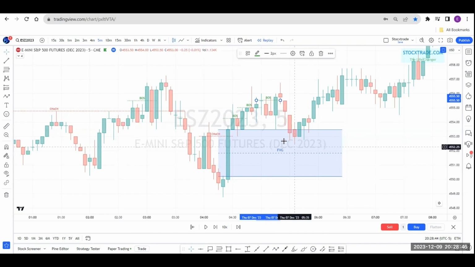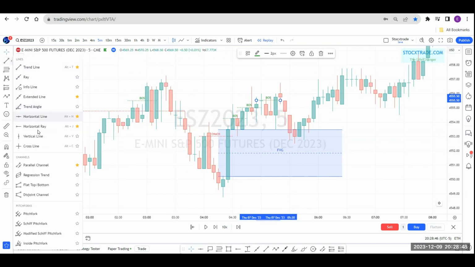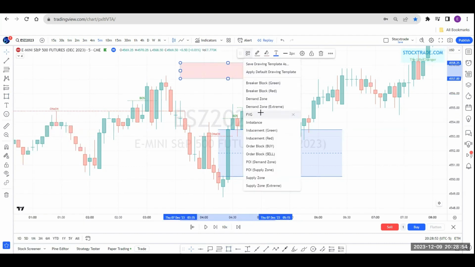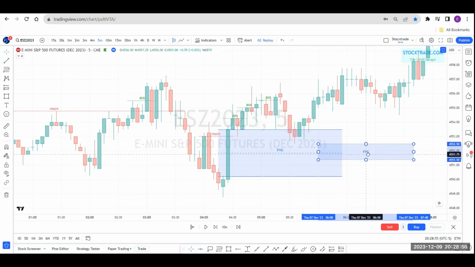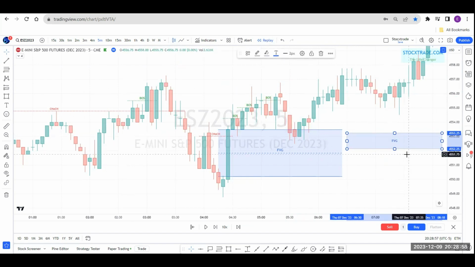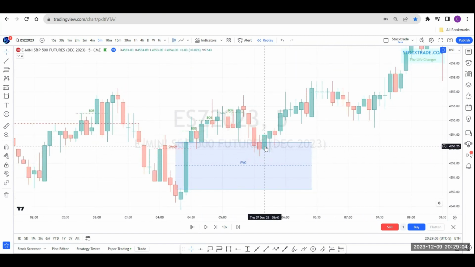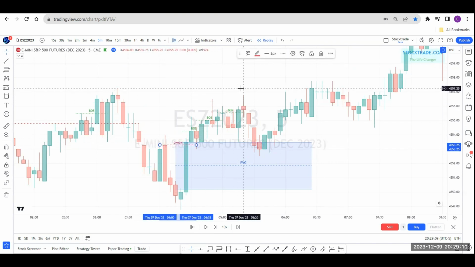That's why I always mark this fair value gap, not this one. Above 50%, it means still valid. That's why I don't mark this fair value gap. You see, there is 50%. 50% is the criterion for the fair value gap. So now you have the fair value gap, you have the change of character, you have the break of structure, and the market is coming slowly.